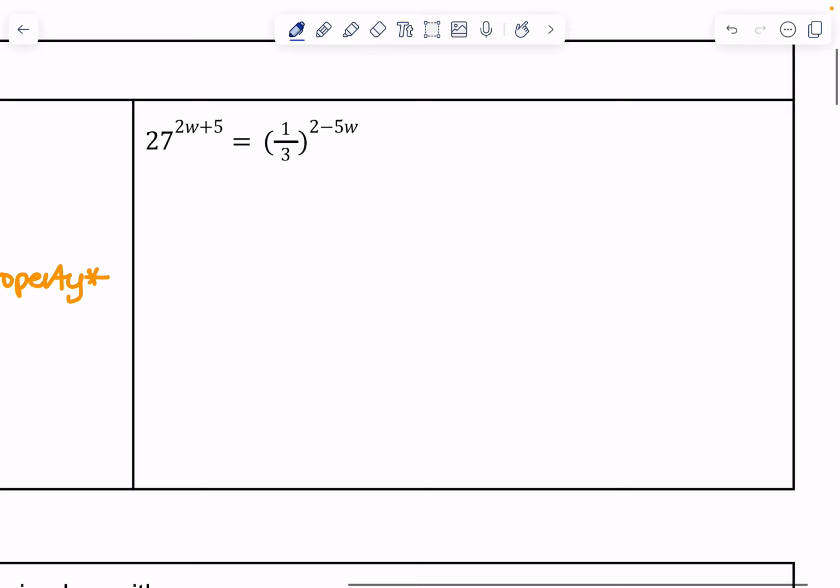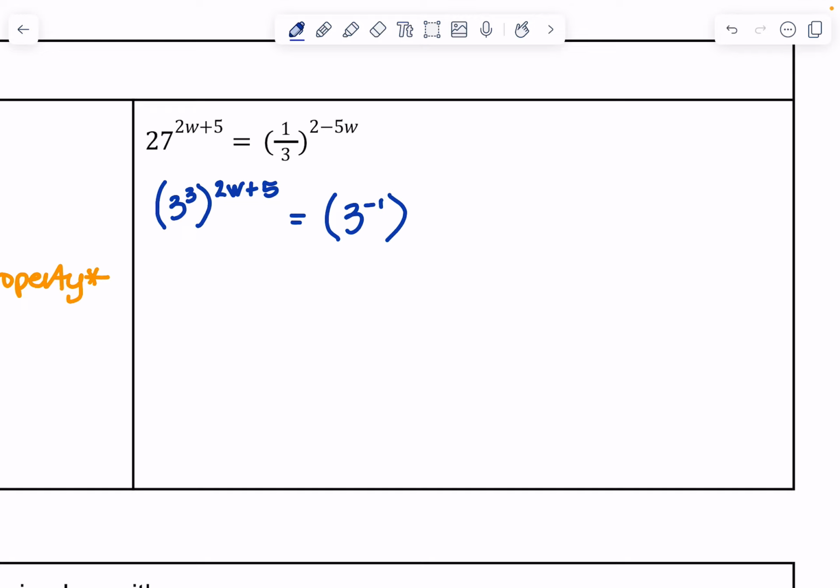Great. All right, on the right I have 27 to the 2w plus 5 equals 1/3 to the 2 minus 5w. Here, there's not an easy way to make 27 into a 1/3 base or 1/3 into a 27 base. However, I can make these both into a 3 base. So 27 is the same thing as 3 cubed, 3 times 3 times 3. And I'm going to leave that 2w plus 5 on the outside. Okay, and then same thing on the right side, 1/3 is the same thing as 3 to the negative 1 power. And then I'm going to leave the 2 minus 5w on the outside.